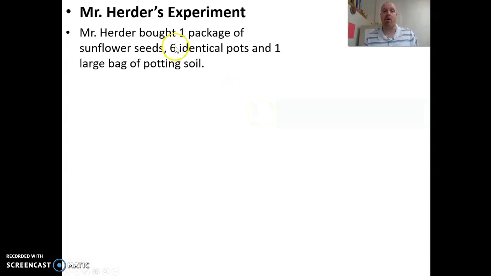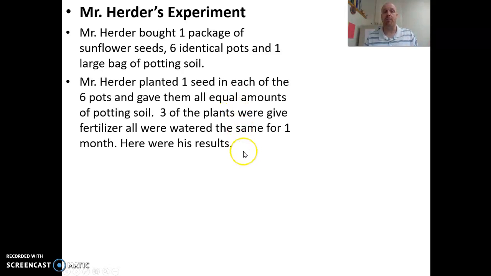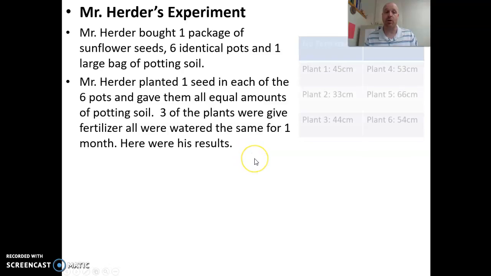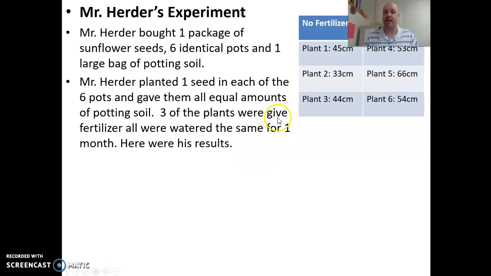So here's my experiment that I did. Notice I bought one package of sunflower seeds, so it's all the same seed. That's a control. There are 6 identical pots and 1 large bag of the same potting soil. So these are all controls that I have. I planted 1 seed in each of the 6 pots and gave them all equal amounts of potting soil. 3 of the plants were given fertilizer. All were watered the same for 1 month.